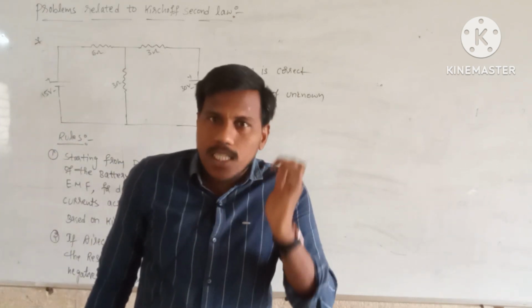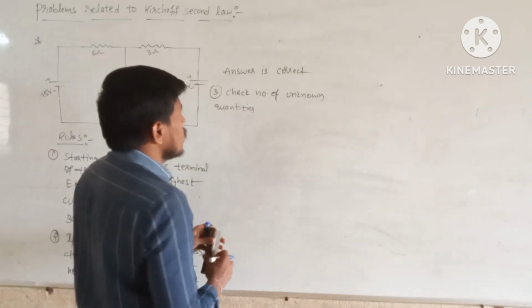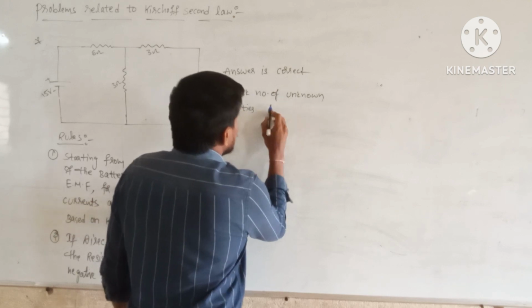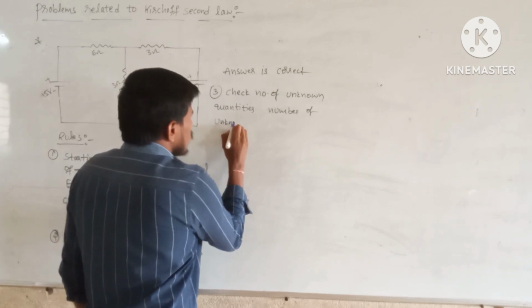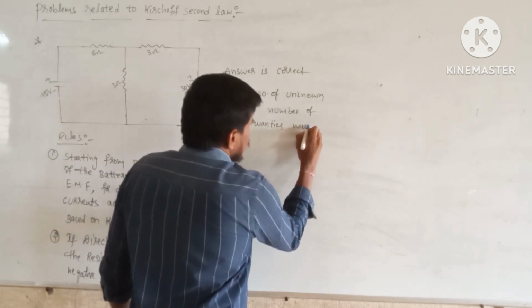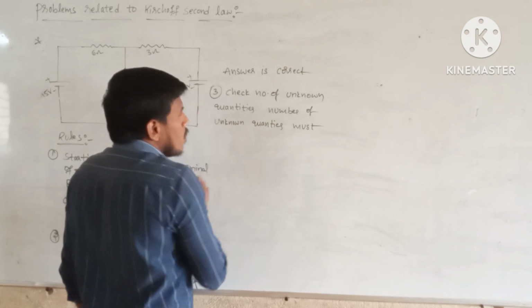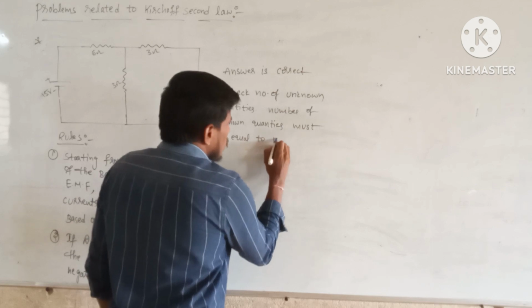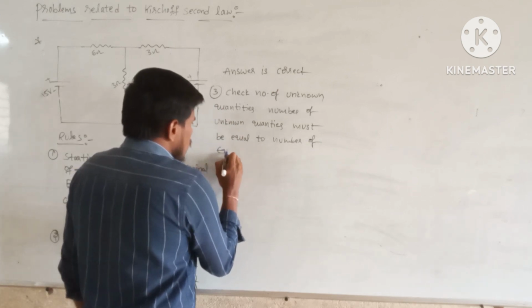The number of unknown quantities must be equal to the number of required equations.